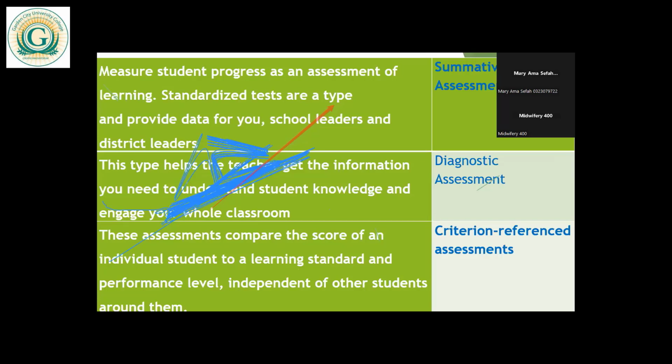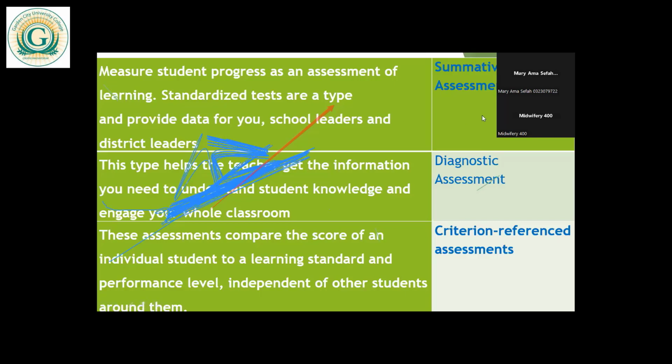So we have diagnostic assessment, criterion referenced assessment, and then the first one. What is the first one? Summative assessment. When you hear of summative assessment, what is it about? Diagnostic and criterion referenced assessment, let's just look at them briefly.